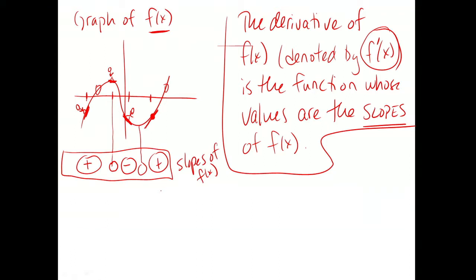So what is the relationship between this and the derivative? Well, I'll say it 13,000 more times before the end of the semester. The derivative is the function whose values are the slopes of f of x. In other words, if I want to know what value the derivative has at some x value, the answer is: look at the original graph, find that x value, and figure out what the slope is at that point. That's the answer.